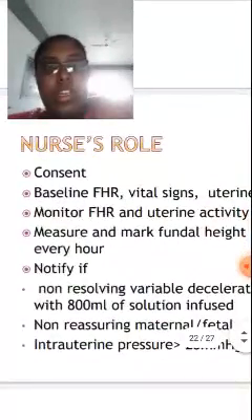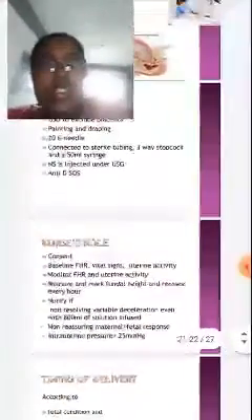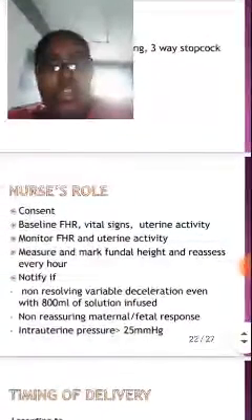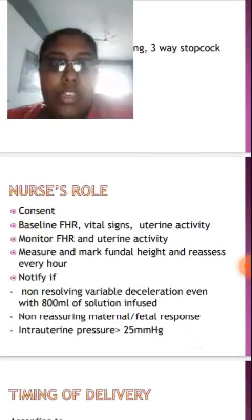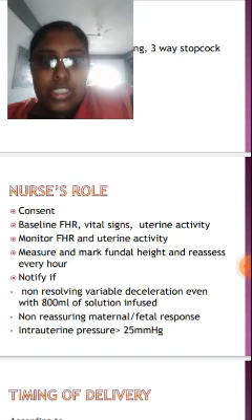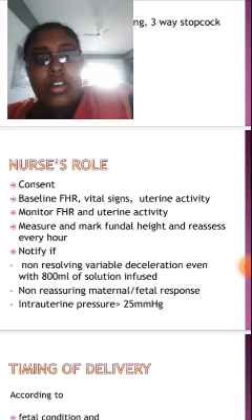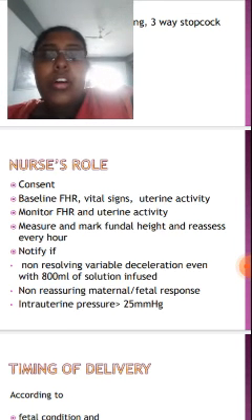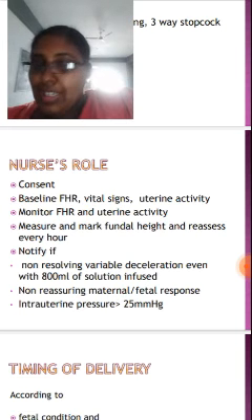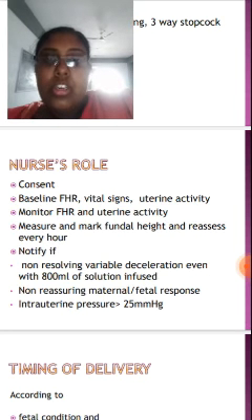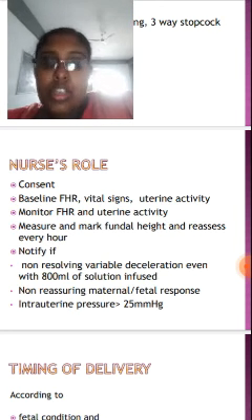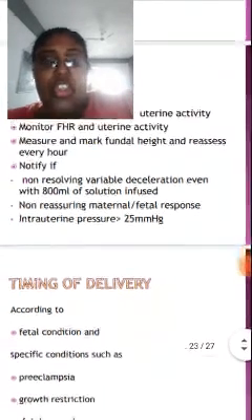The nurse's role includes constant assessment of the woman. Then baseline fetal heart rate, vital signs, uterine activity, monitor fetal heart rate and uterine activity, measure and mark fundal height, and notify the resolving condition. If there is variable deceleration while 800 ml of solution is infused, there will be variable deceleration in the fetal heart rate. Then non-reassuring maternal or fetal response, and intrauterine pressure more than 25 mm of Hg. So these should be assessed.